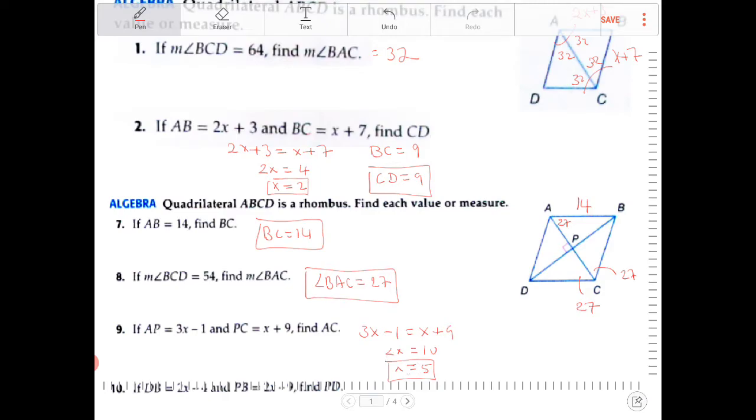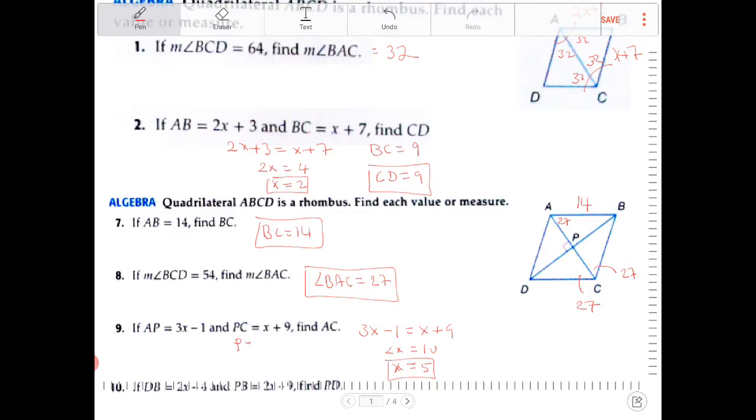If x is equal to 5, I can then solve for the length of AC by plugging 5 back in. PC is equal to 14. AC will therefore be double that. It's going to be 28.